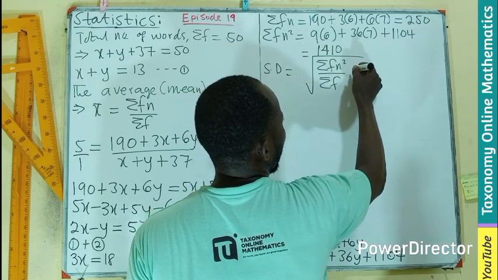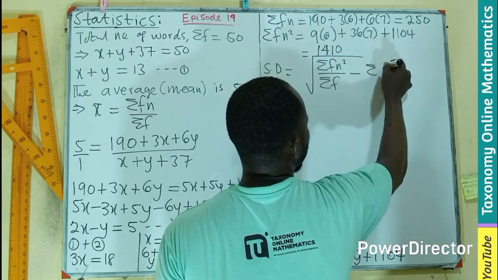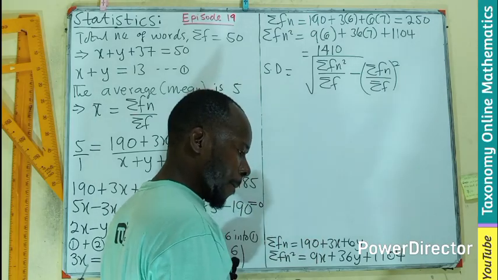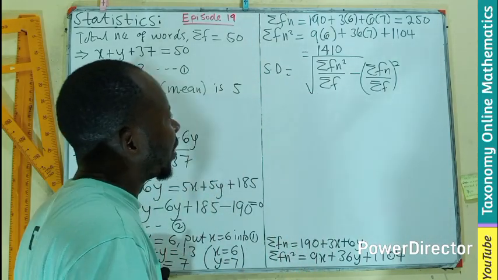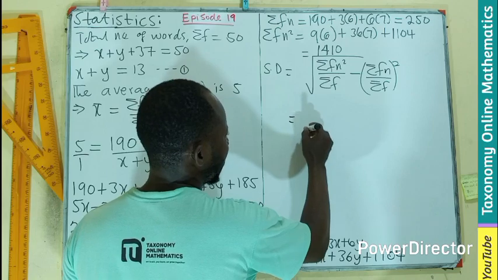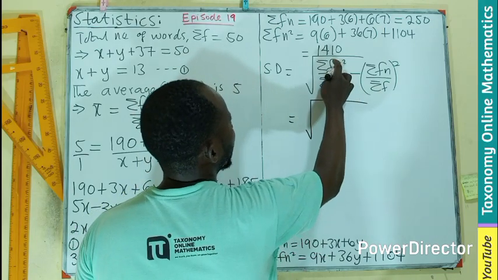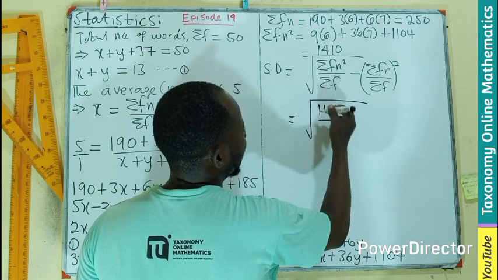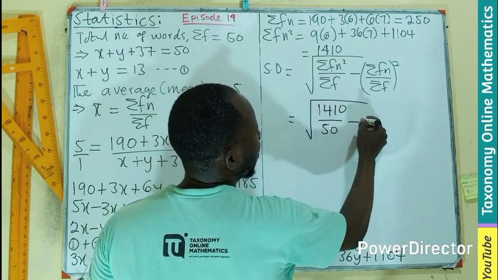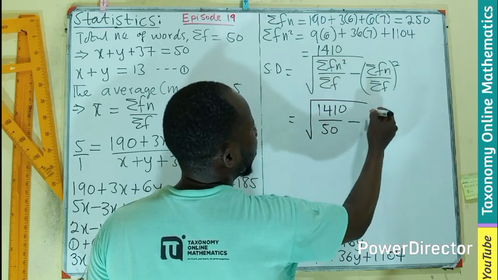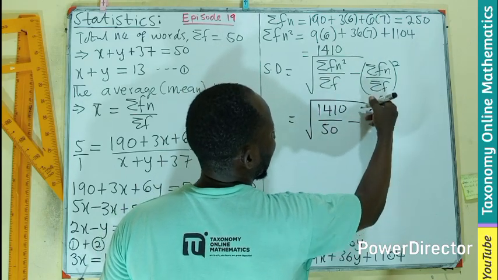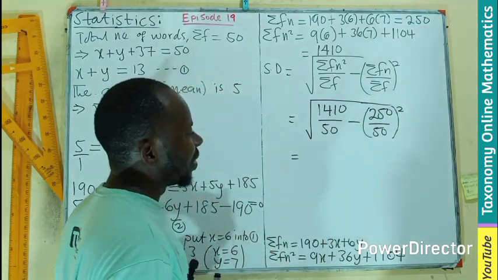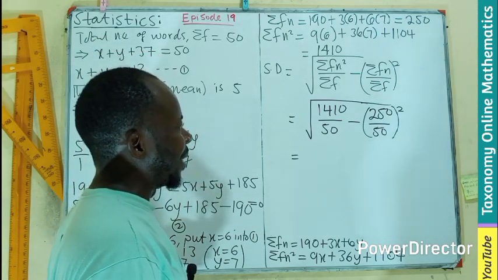Okay. So for standard deviation, the formula we quoted in the beginning was the square root of sigma fn squared over sigma f, minus the mean, which is sigma fn over sigma f, all squared. So let's do substitution and see. That means the square root of sigma fn squared, which is 1410, divided by sigma f, which is 50, minus sigma fn, which is 250, divided by 50, squared.